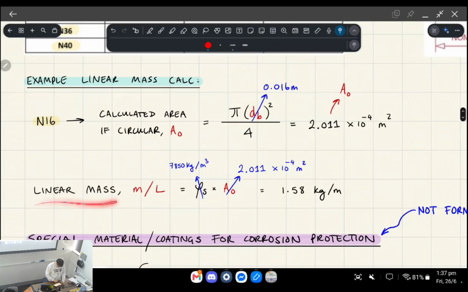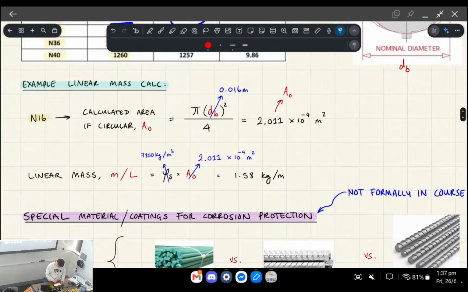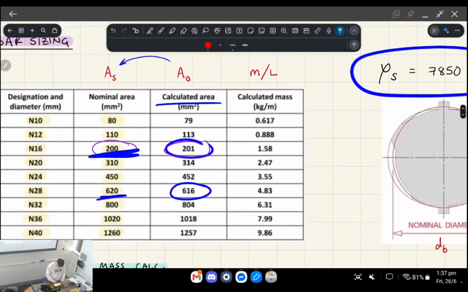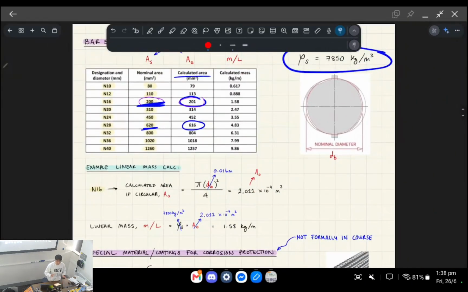And you want the linear mass, right? So you want to figure out how heavy this complicated shape is per meter by pretending it's like a circle. And then you get 1.58 kilograms per meter, which refers to this number if we took N16 as an example. Does that make sense so far?